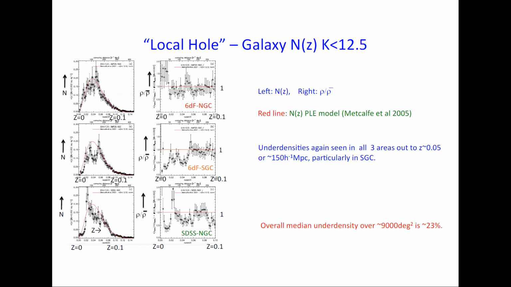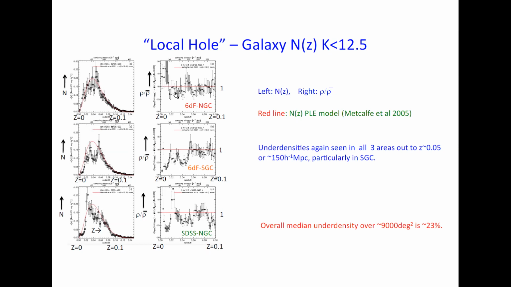Much more clearly, you then plot the number redshift distributions from the 6dF and the SDSS surveys down to K of 11.5. And again, in these three areas, you see something of an underdensity here, a bigger underdensity in this SGC area, and then still something of an underdensity here. Divide the red line, which is our homogeneous model, by the data, so you get 1 if the density is average in the redshift range that you're looking at.